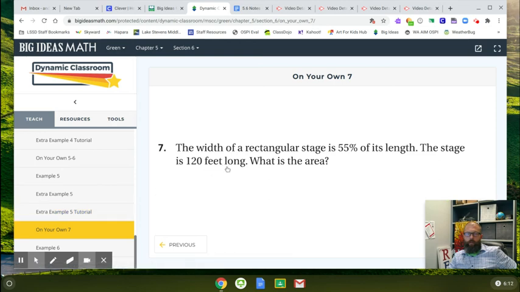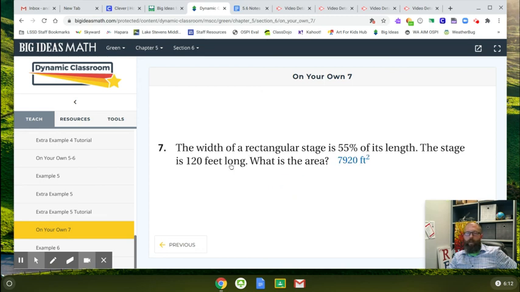So let's try this one and we'll do it together. I'll walk you through it. So it says the width of a rectangular stage is 55% of its length. The stage is 120 feet long. What is the area? So I need to take 55 over 100 times 120. So then I have to reduce it, and you end up with, I think, 5. So 11 over 20 would be 55%.